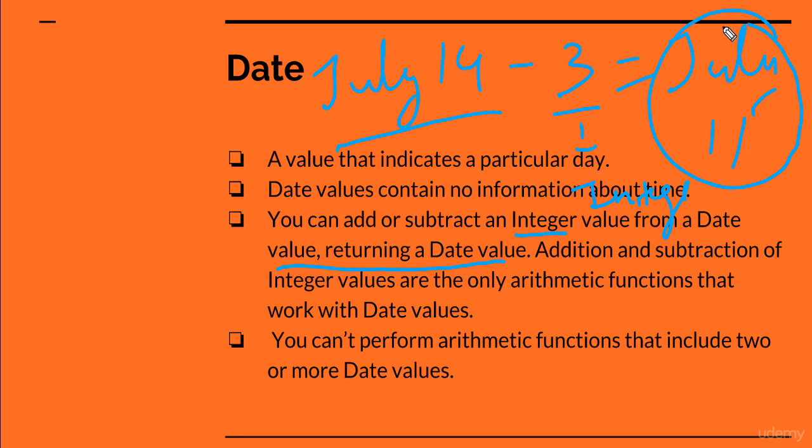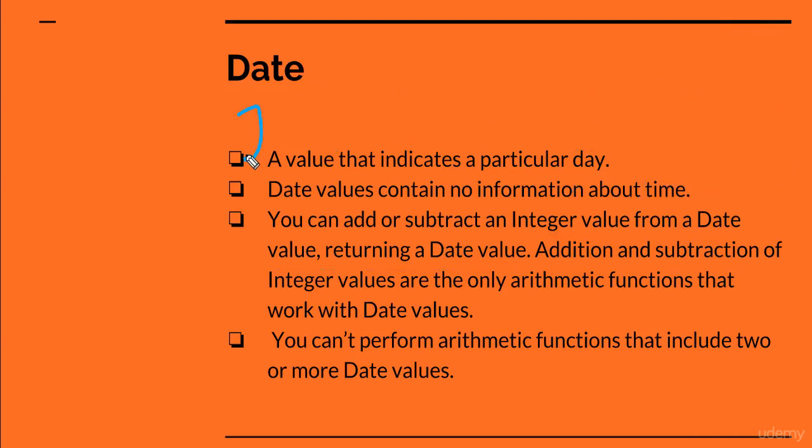So addition and subtraction of integer values are the only arithmetic operations that you can do with dates. I can do something like July 14 plus 3, that is equal to July 17. So I can perform this operation and this is a valid operation.